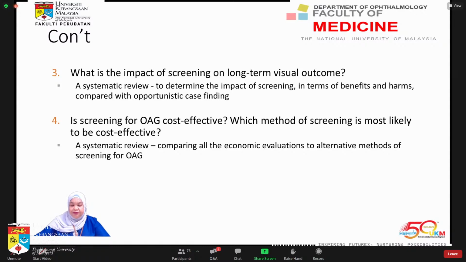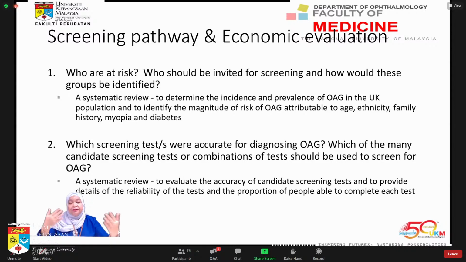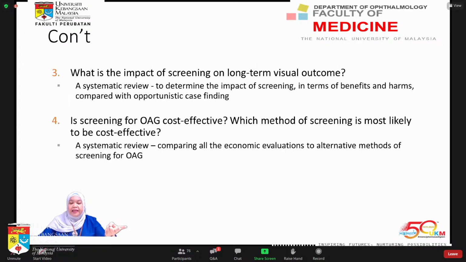screening and whether the screening is cost effective. So they actually did 4 systematic reviews to look at the incidence and prevalence of OAG, the open angle glaucoma, and second, to look at the screening tests which are more accurate. And then they look at the impact of the screening, looking at the studies, and then do an economic evaluation to look whether the screening of open angle glaucoma is effective.